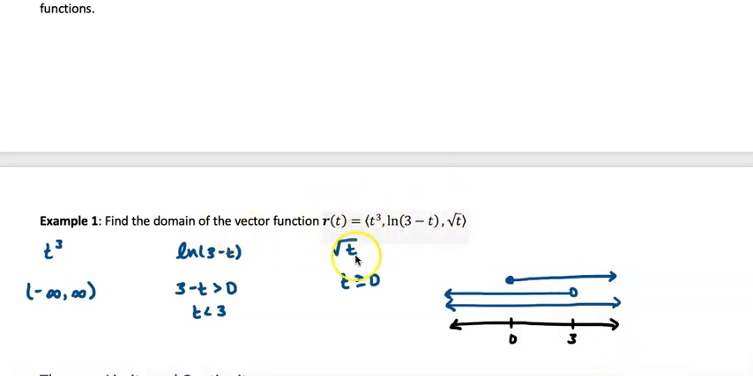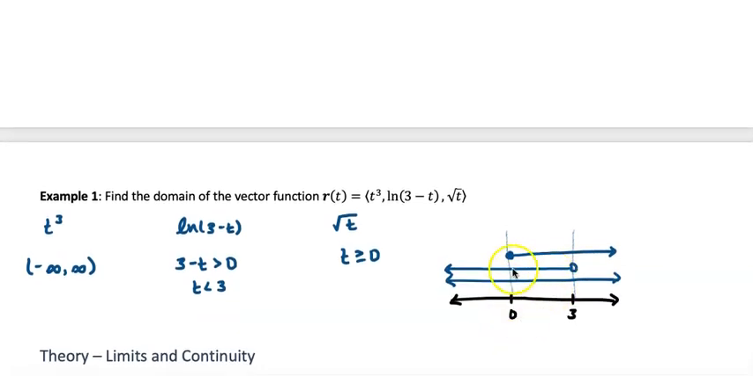Now we said because we have this one parameter, then all of these must be true. So where do these overlap? Well, they overlap from 0 to 3. In this case, we are including 0 and excluding 3. So this is our domain.